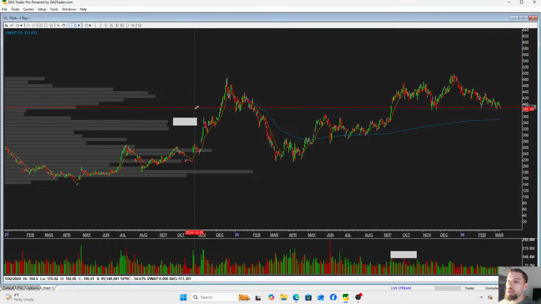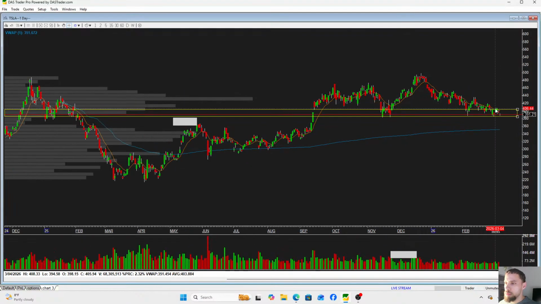So price is trying to hold right there at pretty much 385. So drawing my support there, and area of resistance is going to be 402. Let's see, let's zoom in.